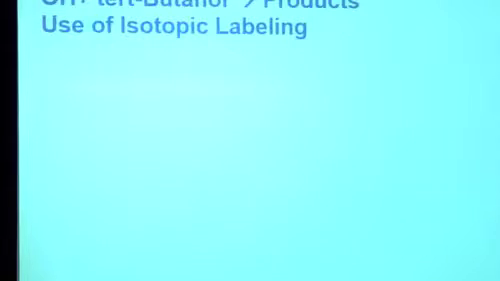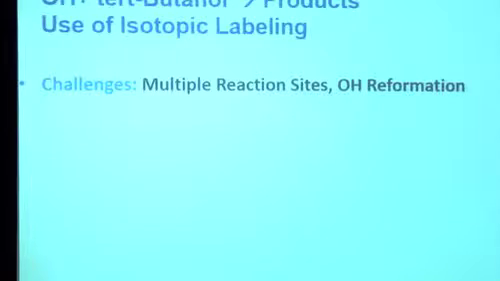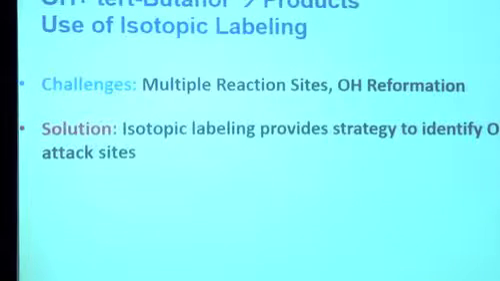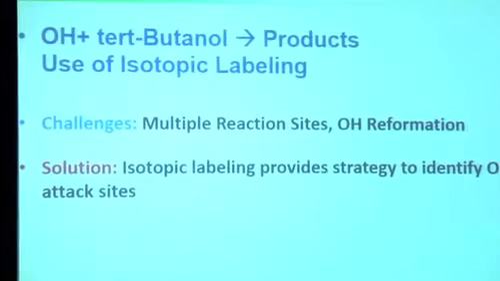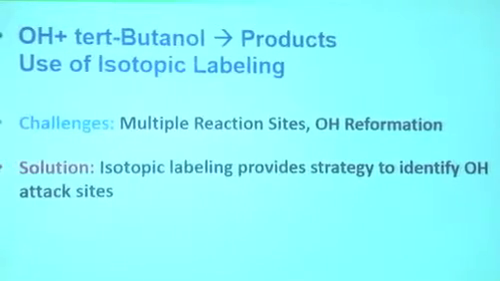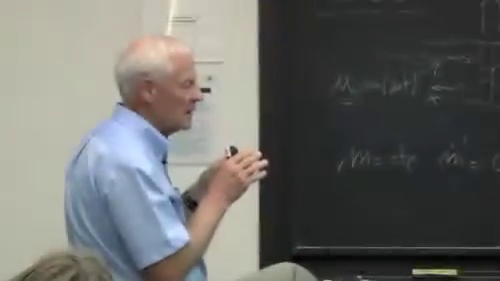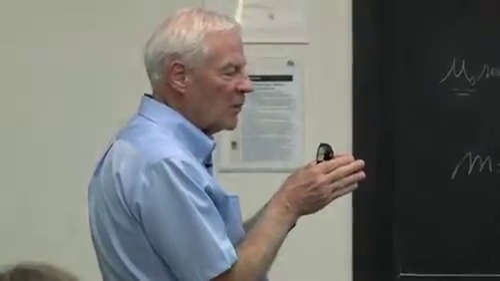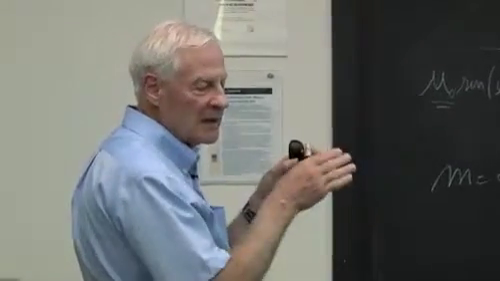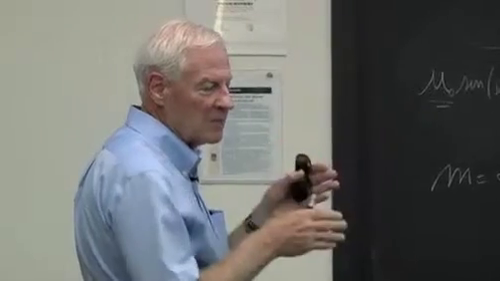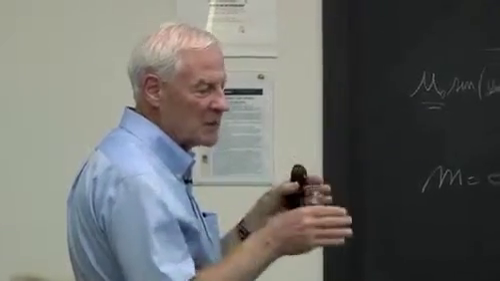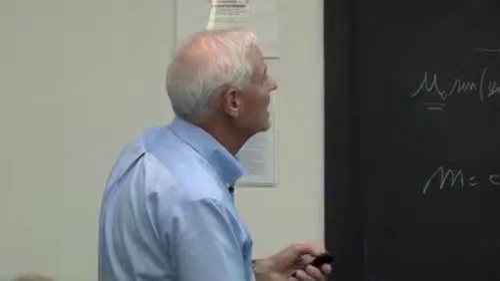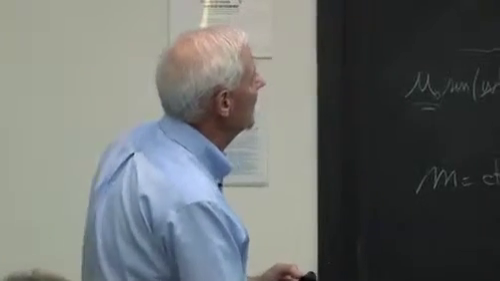I'm going to focus on this isotopic labeling idea, which causes a lot of anguish. Here's the problem. There are multiple reaction sites on tert-butanol. And some of those sites, if OH abstracts an H, will cause what's called beta scission, and an OH will pop off. And if we're measuring OH versus time, all we can measure is how fast it's going away. And how do we account for the fact that sometimes one removal leads to a replacement? That's the problem. And so we came up with a strategy.